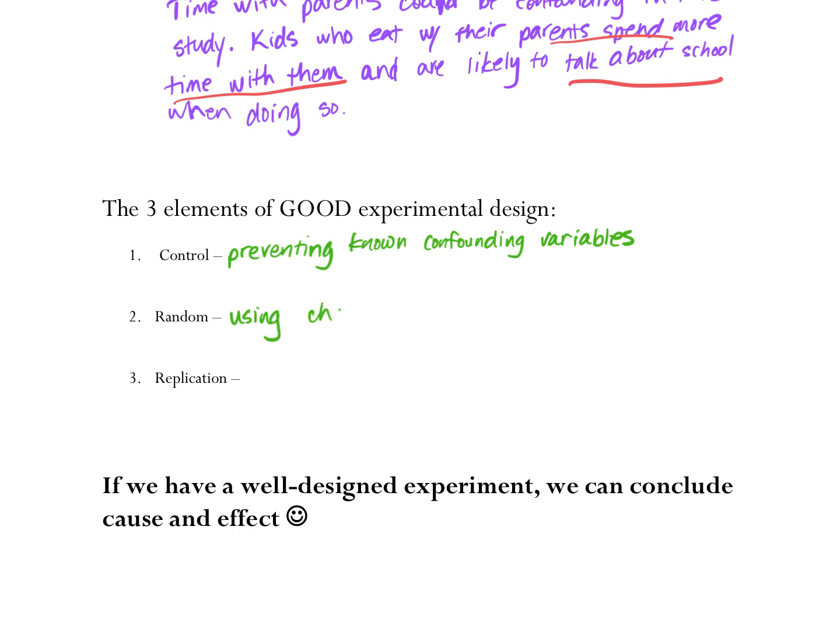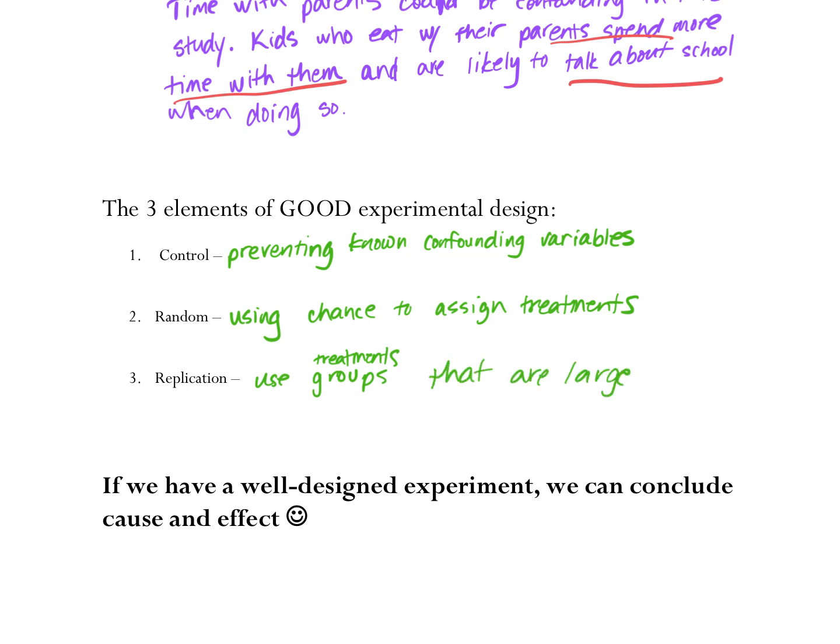Random means we use chance to assign treatments. Replication means use treatment groups that are large enough that differences won't be by chance alone. Okay.